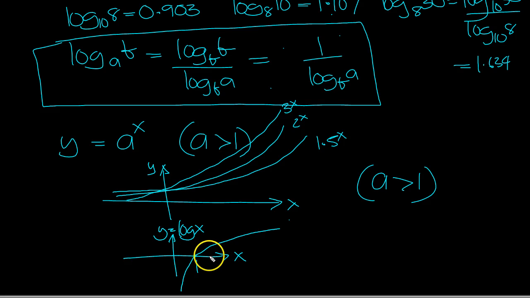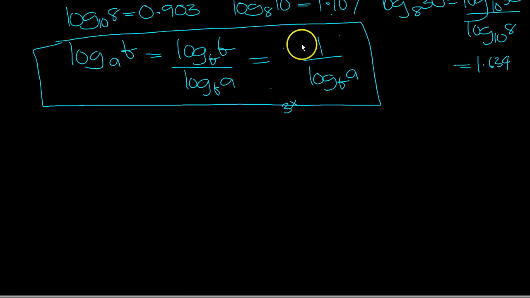Logs undo indices, and indices are the inverse of logs. Okay, good. So now we'll look at some examples first. We've got a few examples to look at. There's 3 examples here, so I'll just make some room and we'll have a quick look at these.